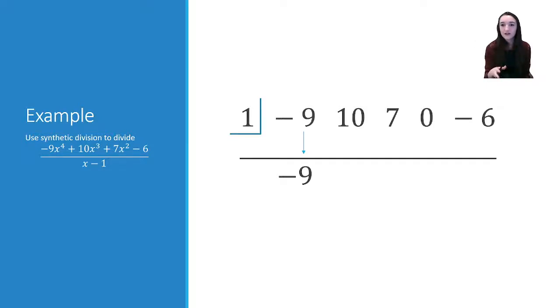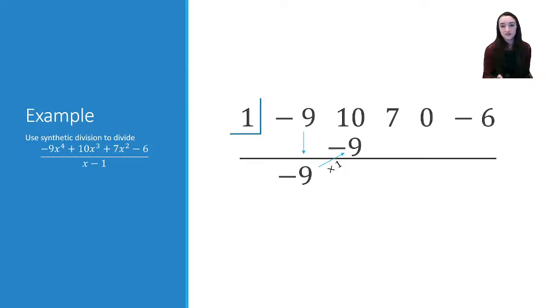No matter what k is, it doesn't matter what that number is, we just bring the negative 9 down, it doesn't change. But now is where we start doing some multiplication and addition. So we start by multiplying by k. In this case, k is 1, so it's pretty simple. But whatever k would be, we just multiply by k. So negative 9 times 1, and I write it under the 10.